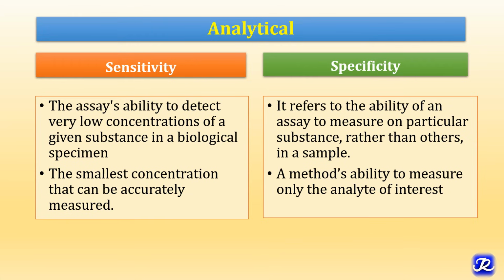While if you take the example of the Folin-Wu method, that is not a specific method, because it gives a positive result with all the reducing substances present in the sample. So that is not a specific method, and glucose oxidase peroxidase is a specific method for glucose estimation. So this is the difference between analytical sensitivity and specificity.